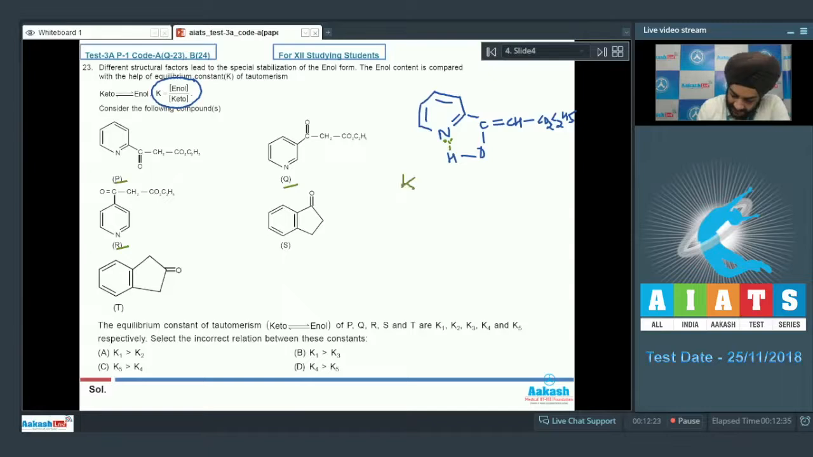So we can say that K1, which was the equilibrium constant for the structure P, is more than K2 and K3, which are respectively for Q and R. So K1 is more than K2 and K3.